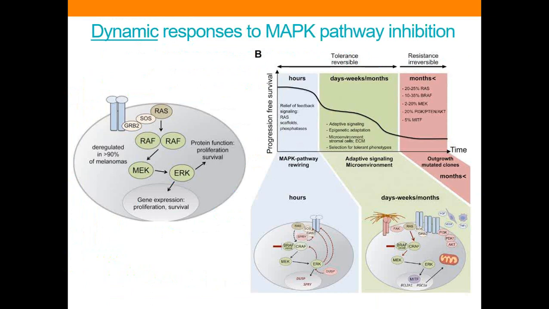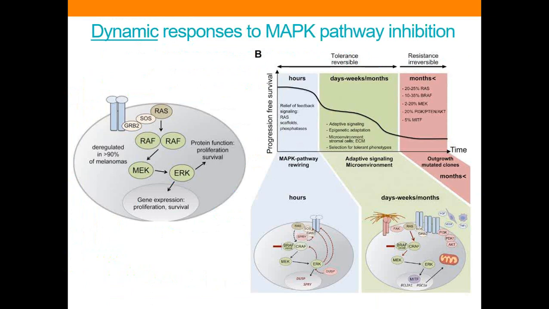This basically shows what happens when you knock out the MAP kinase pathway. The important part of this is actually over on the right. You can see there are 3 different colors. The grayish is hours, the kind of vomit green is days, weeks, and months, and then the pink is months.